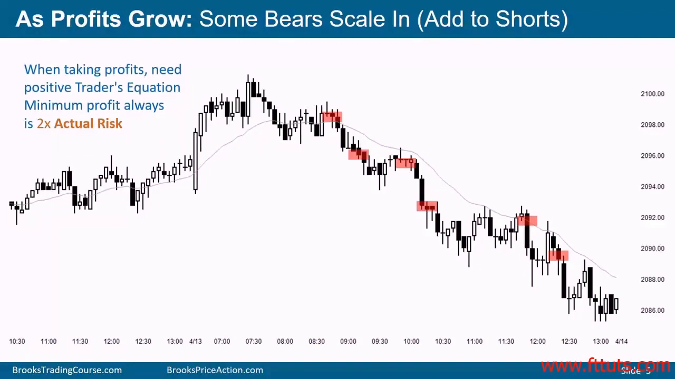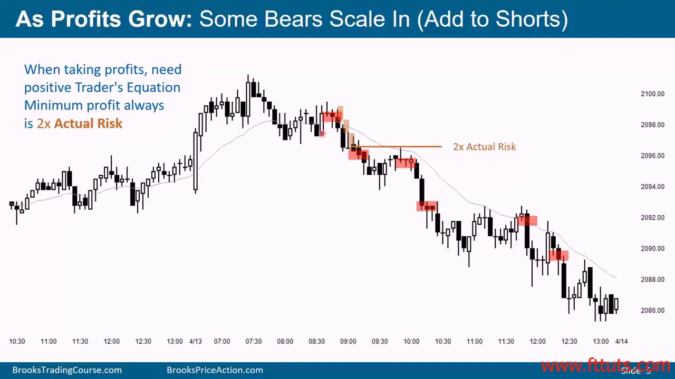The minimum goal for any trade is a profit that is at least twice your actual risk. You don't know what your actual risk is when you put the trade on, but once the trade goes your way, you then know what the actual risk is.